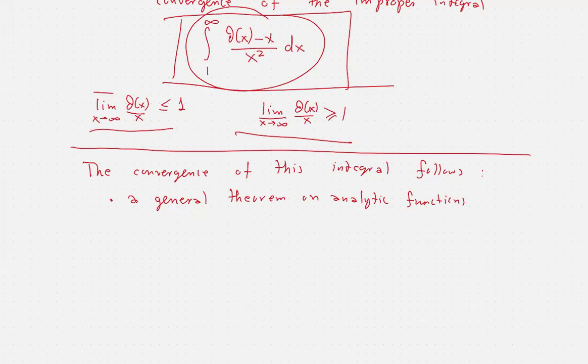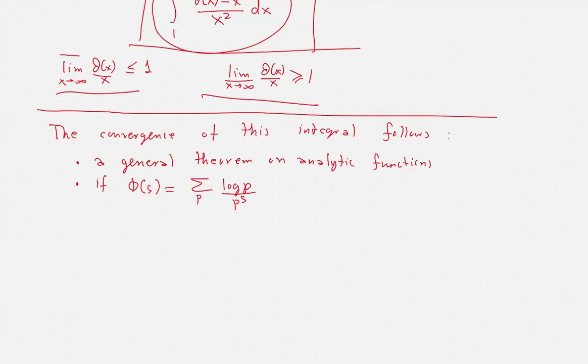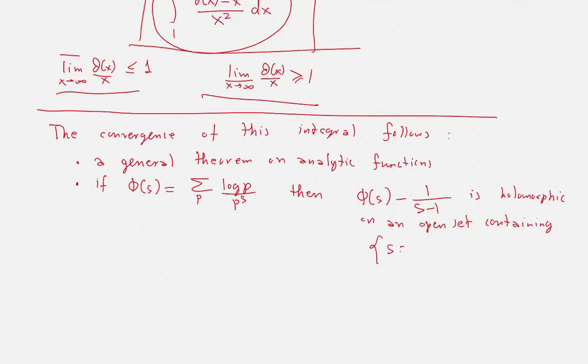And secondly, the fact that if we define phi of s as the sum over all prime numbers of log p over p to the s, then the function phi of s minus 1 over s minus 1 is holomorphic on an open set containing all complex numbers with a real part greater than or equal to 1.